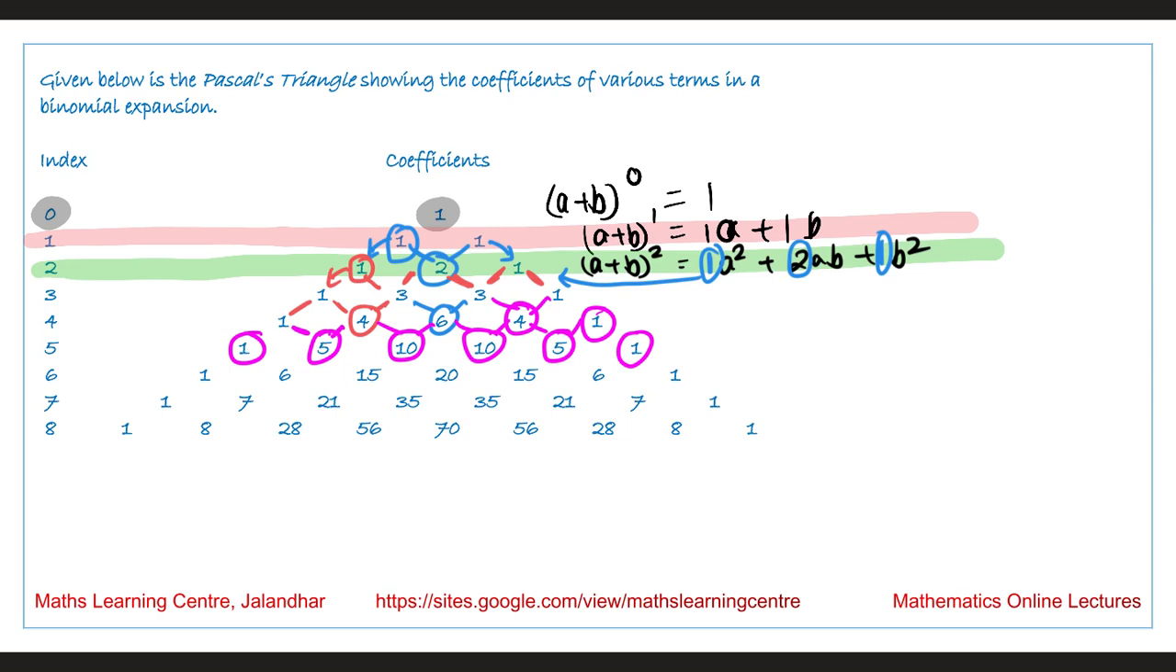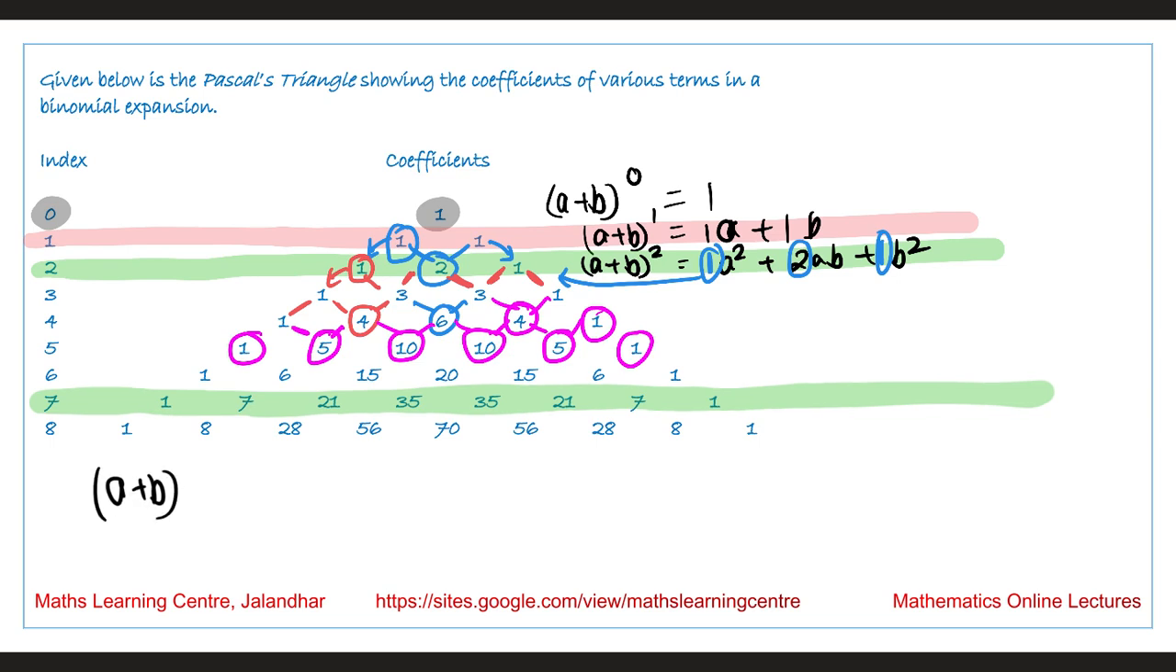So suppose I am talking about the expansion corresponding to the index 7. It means I am talking about the expansion (a + b) raised to the power 7. So the coefficients we have are 1, 7, 21, 35, 35, 21, 7 and 1.